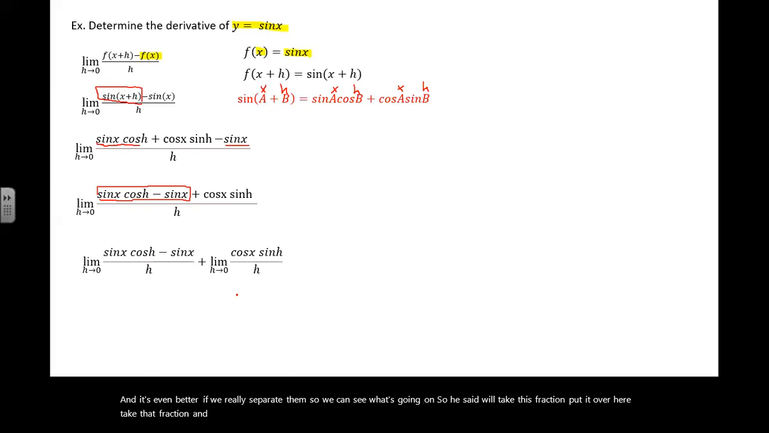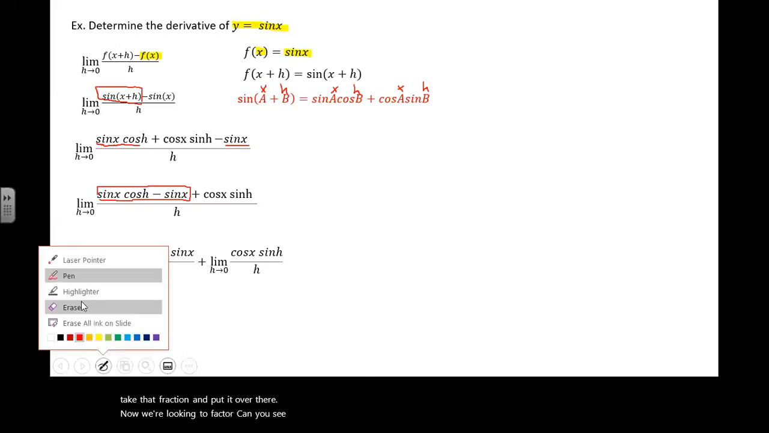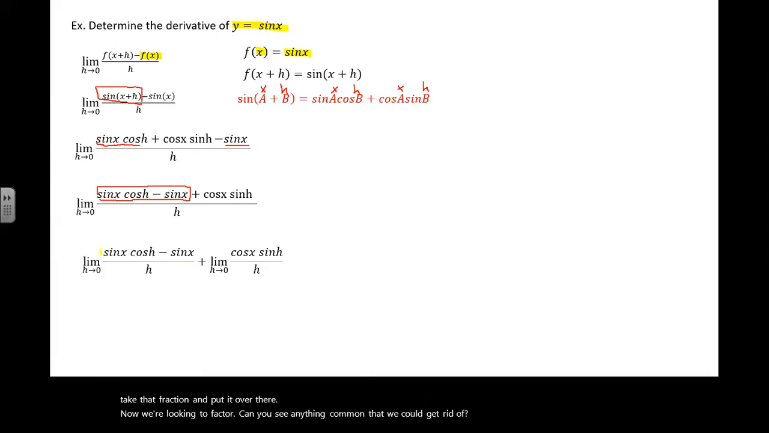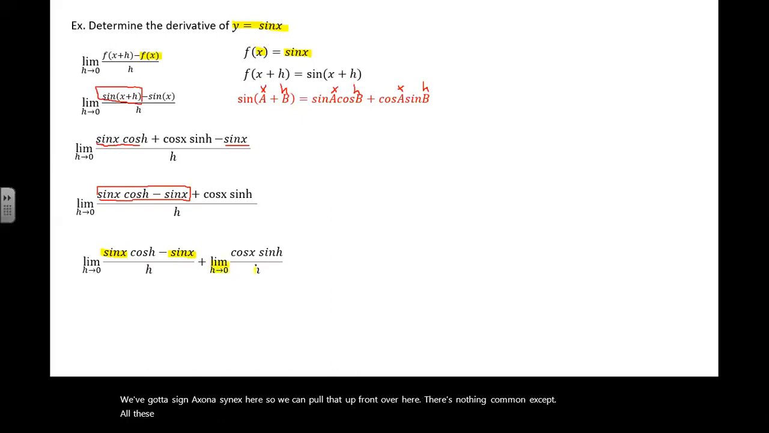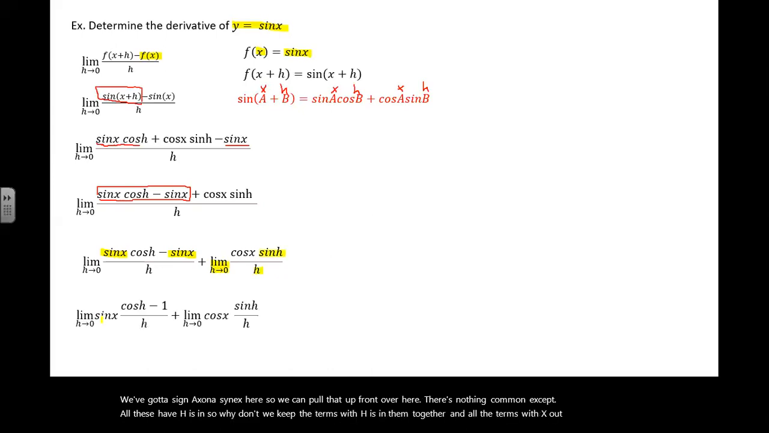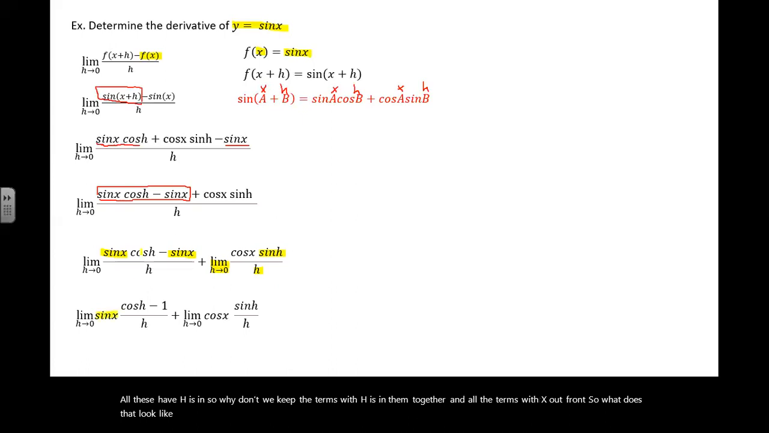Now we're looking to factor. Can you see anything common that we could get rid of? We've got a sine x and a sine x here, so we can pull that out front. Over here, there's nothing common except all these have h's in them. So why don't we keep the terms with h's in them together and all the terms with x out front? So what does that look like? We factored out the sine x, leaving us with cos h minus 1 over h. This one, we pulled the cos x out, leaving it with sine h over h.